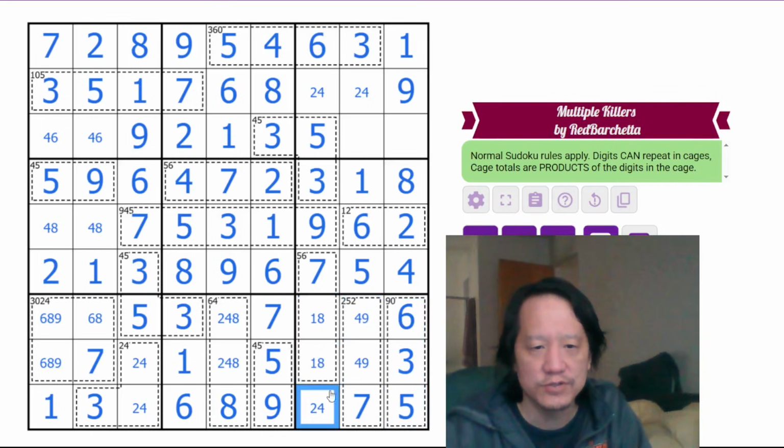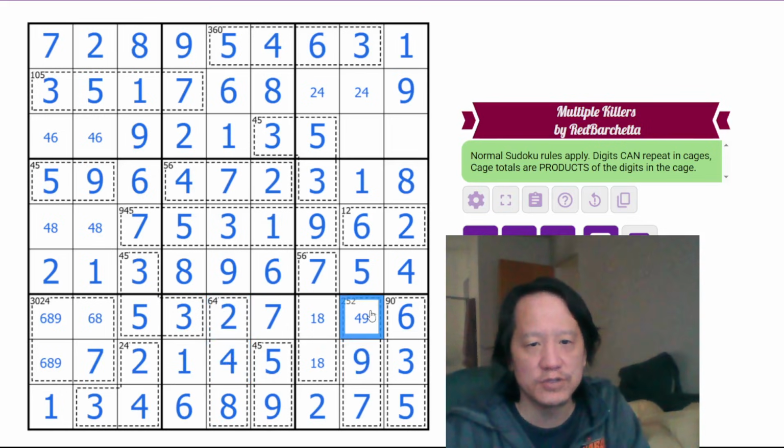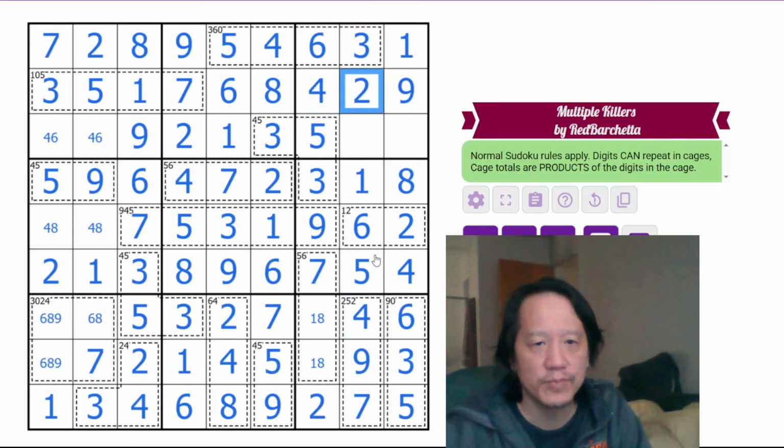This can't be 4. This is 2, which makes this 4, which makes that 2. So this cannot be 2 or 8. This is 4, which makes this 2. 4 eliminates 4 here, so it's 9 and 4. 2 eliminates 2 here, so it's 4 and 2. 1 eliminates 1 here, so it's 8 and 1. 6 eliminates 6 here, so it's 8.